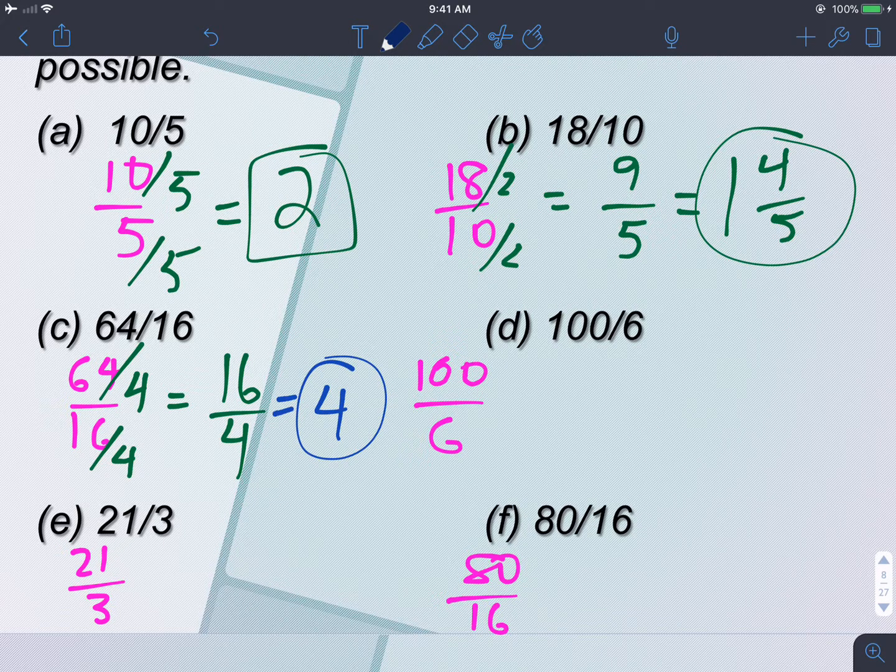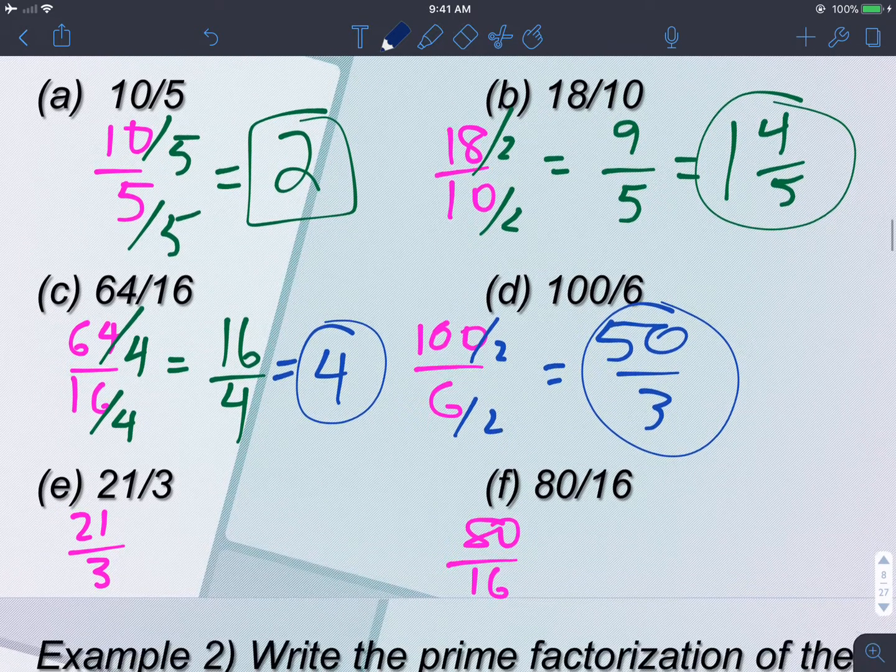A common factor of 106. 2. What does it become? 50 over 3. The more you practice it, the faster you'll get. How about 21 divided by 3? 7. Right, fractions are also the same as division.